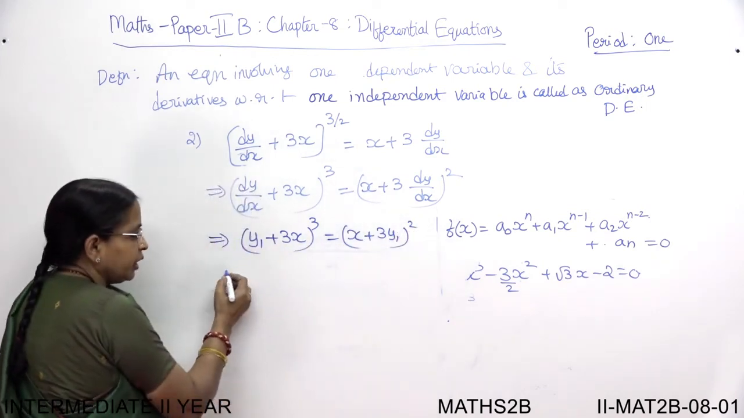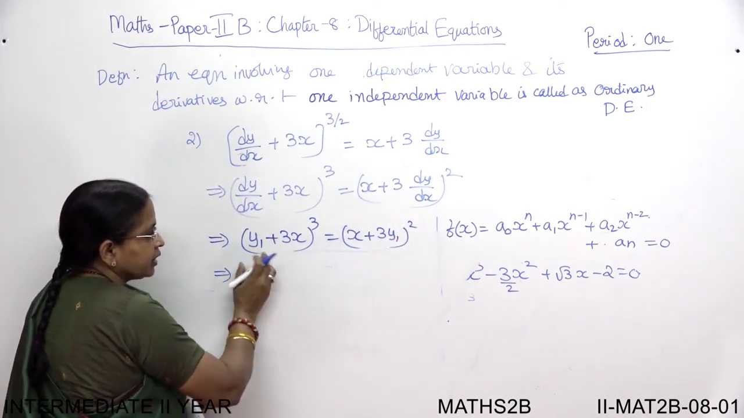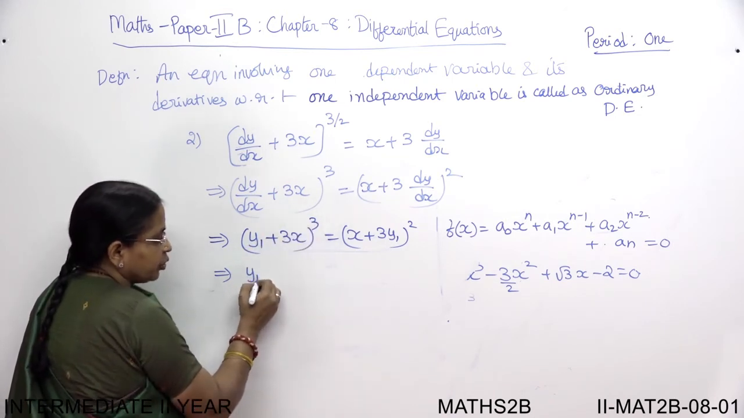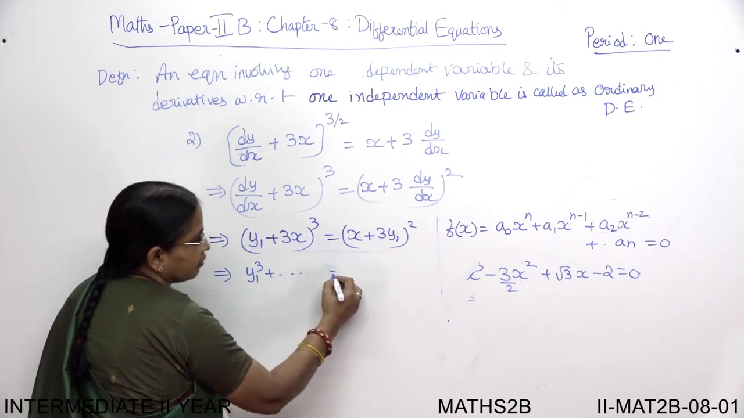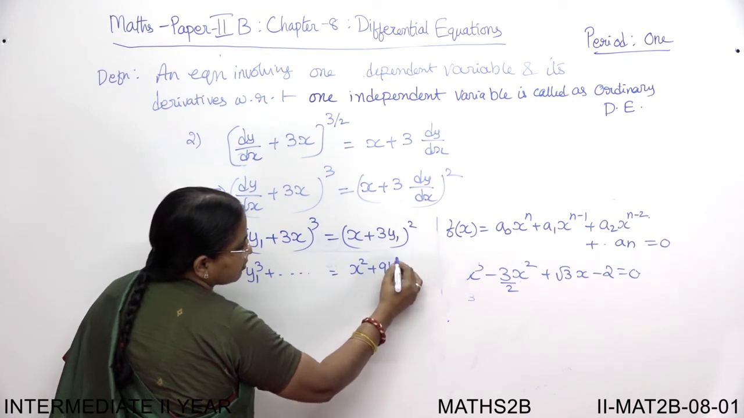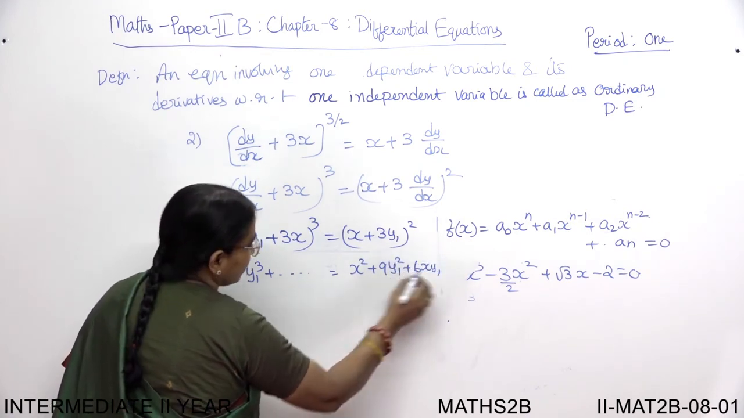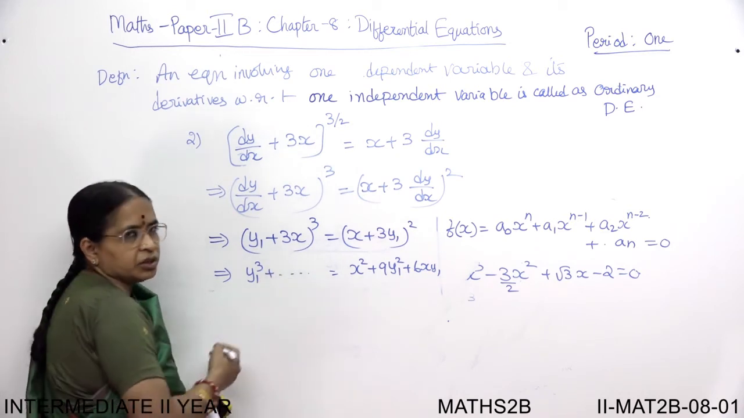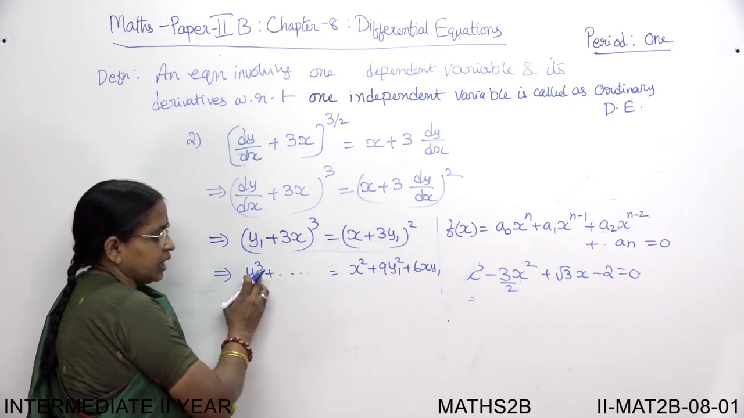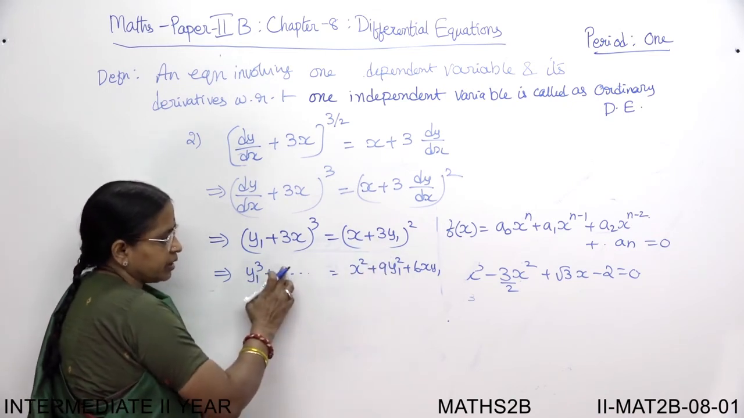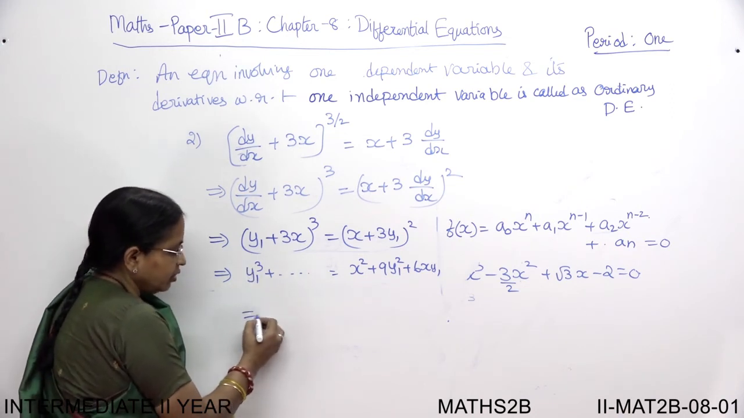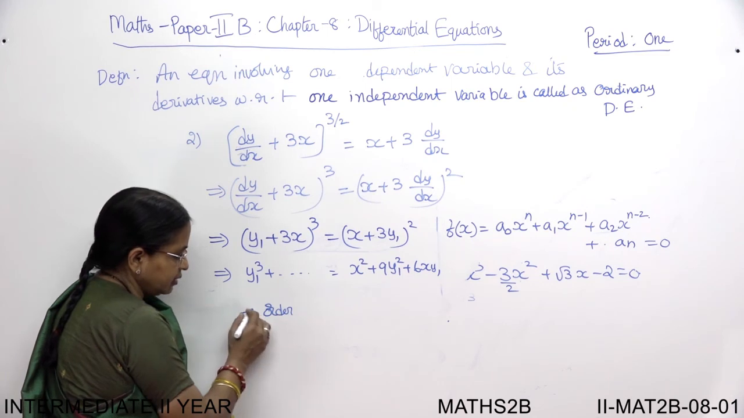When you expand, you need not totally expand it. You can just observe that when you expand (a + b)^3, you get a cube, so y1 cube plus something. And here also you will get x square plus 9y1 square plus 6xy1 like this. The highest power of y1 on the left is 3, and here it is 2. So you will write the order is, so the order is 3.